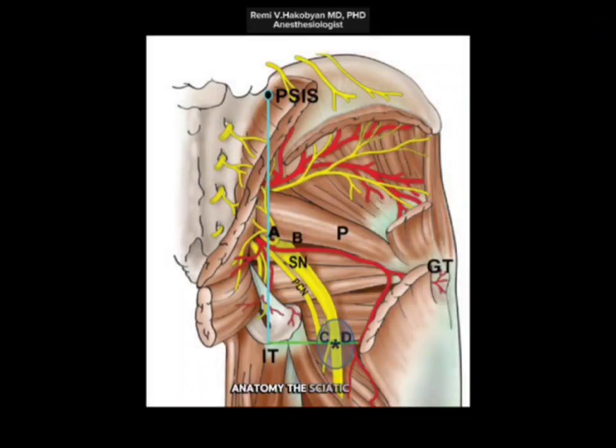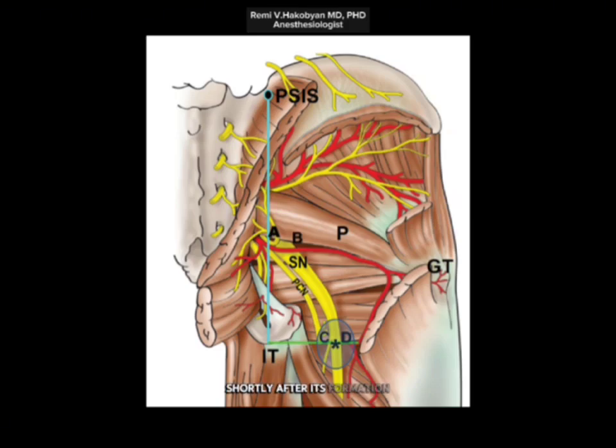Anatomy. The sciatic nerve is the main terminal branch of the sacral plexus, formed by the ventral rami of the L4 to S3 nerve roots. These roots begin to merge on the anterior surface of the lateral sacrum and come together to form the sciatic nerve on the anterior surface of the piriformis muscle.